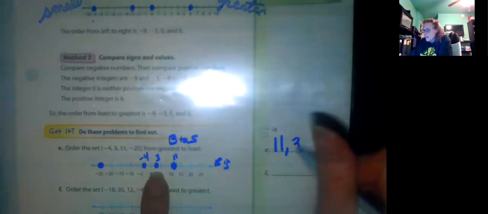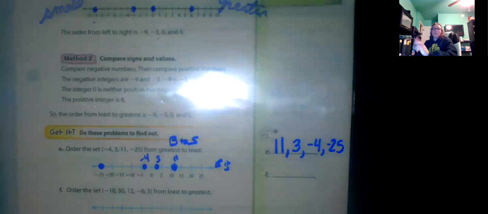Okay, so now look at the directions though. Greatest to least. So that means they want us to go big to small. So remember, big are over here. So we're starting with the 11. Then we can work our way backwards. So 11, then the 3, then the -4, then the -25. That's why it's important to read the directions.